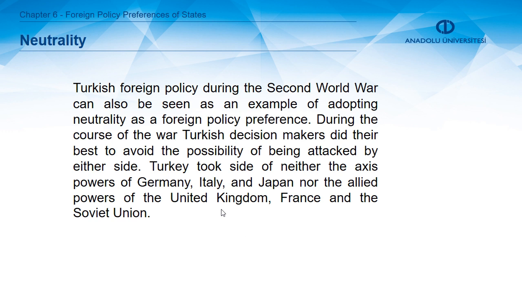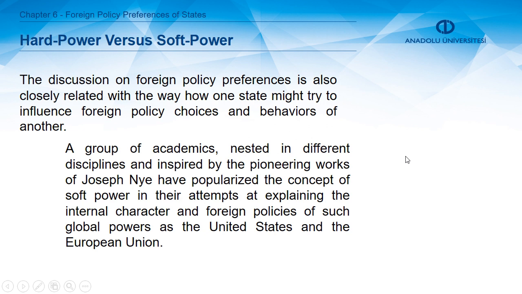During the course of the war, Turkish decision makers did their best to avoid the possibility of being attacked by the other side. Turkey took the side of neither the Axis powers of Germany, Italy, and Japan, nor the allied powers of the United Kingdom, France, and the Soviet Union. The discussion of foreign policy preferences is also closely related with how one state might try to influence the foreign policy choices and behaviors of another.